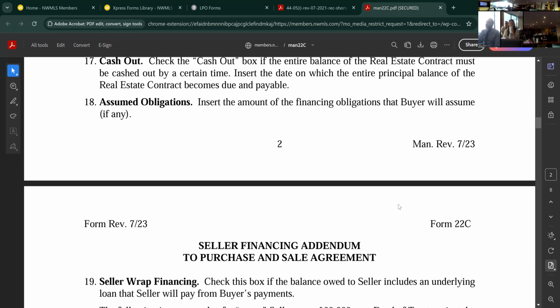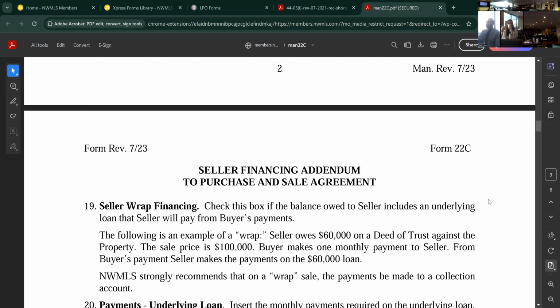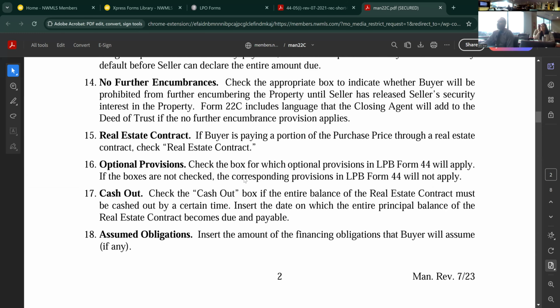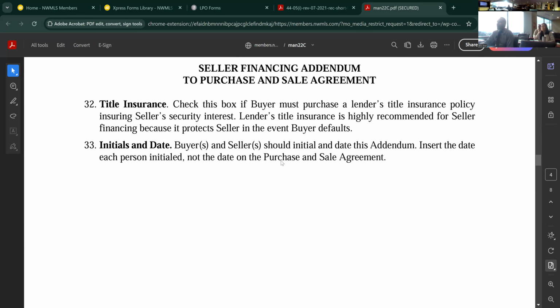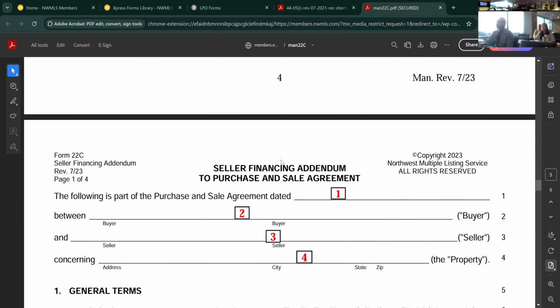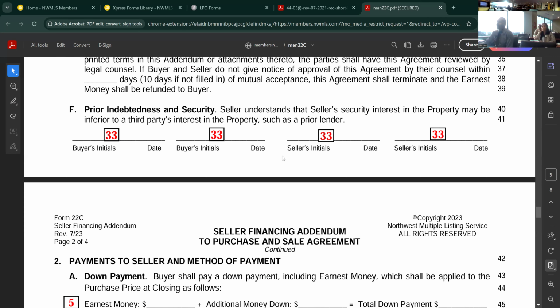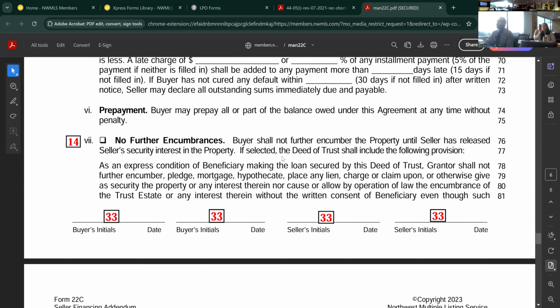But before I confuse you guys, let's read this example so that it makes a little bit of sense, okay? So check this box if the balance owed to seller includes an underlying loan that seller will pay from buyer's payments. The following is an example of a wrap. Oh, wait a minute. Did we skip? Oh, no, sorry. I skipped ahead. We're still in 18. My bad. We're not doing wrap. Let me get back to that section. So sorry.